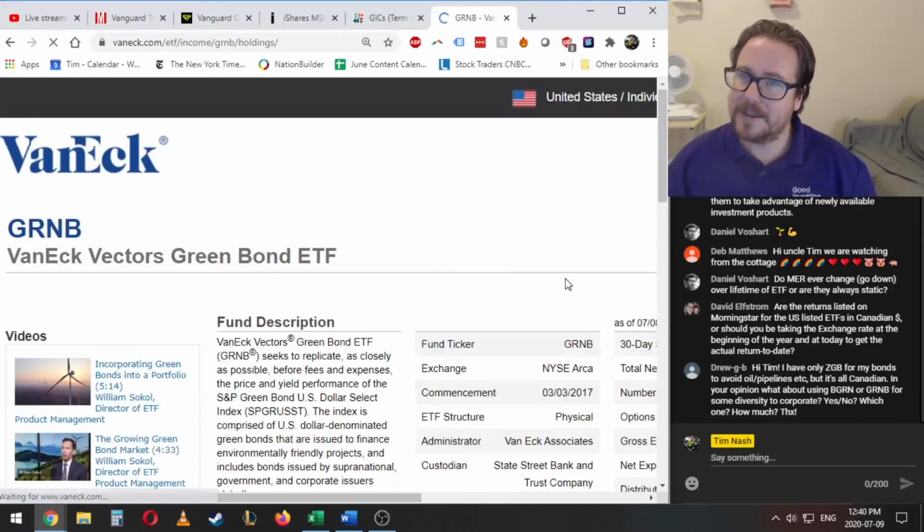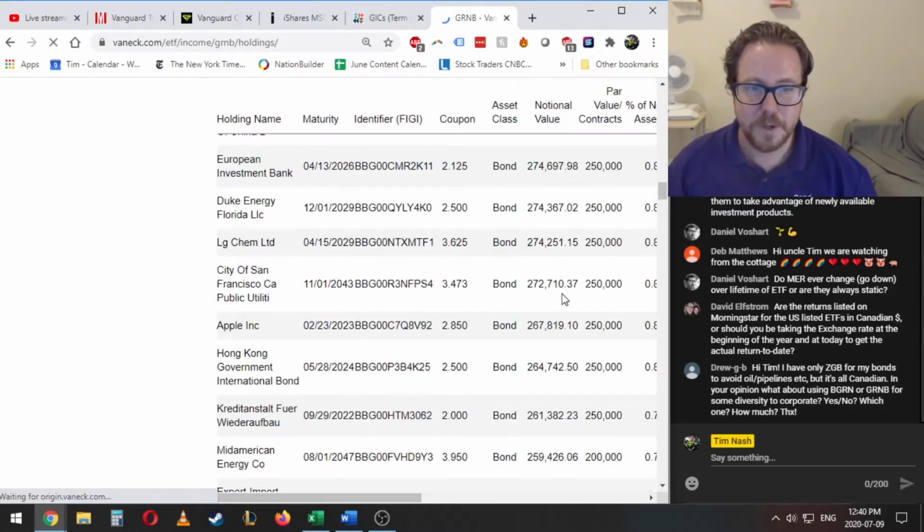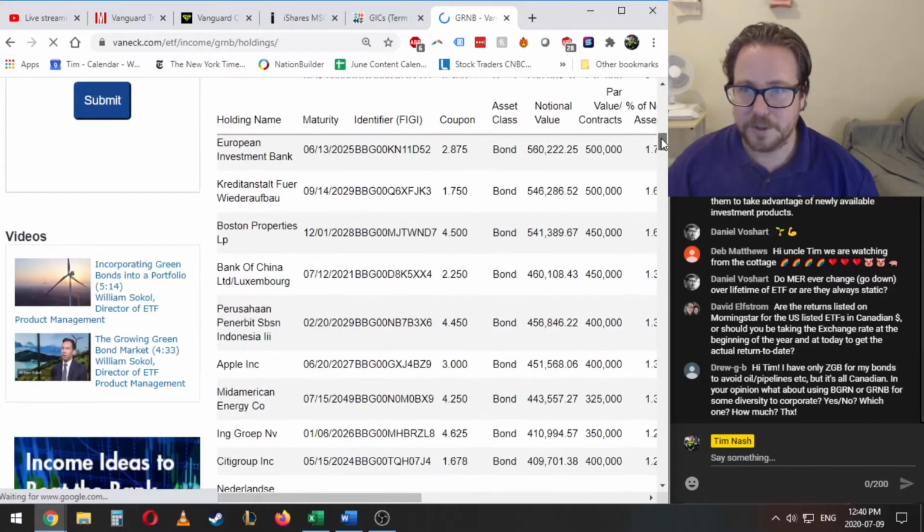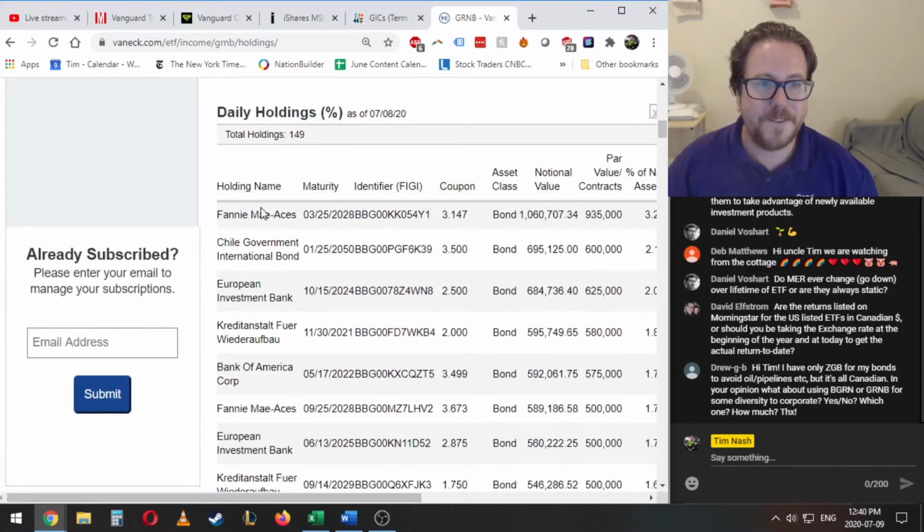So when we look at the type of bonds that are in here, you're going to see things like, here we go, let me go up to the top here. Here we go. Fannie Mae. So this is going to be green bonds.